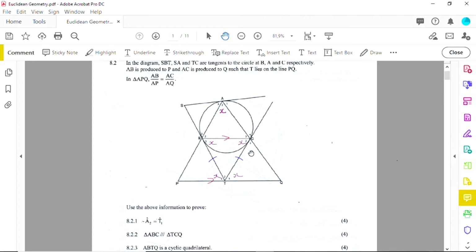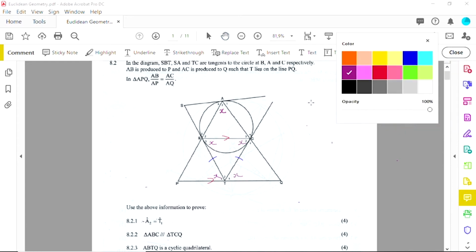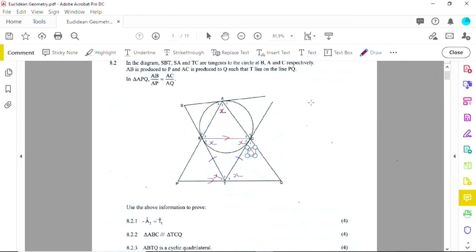C4 is equal to C1. These are vertically opposite. Let's call it Y. If we call C1 Y, then C4 must be Y, since they are vertically opposite. Which other angle is equal to C4? We can use this tangent, TC. Using TC, we can clearly see that angle B2 must be equal to Y. Again, this is because of the tan chord theorem.